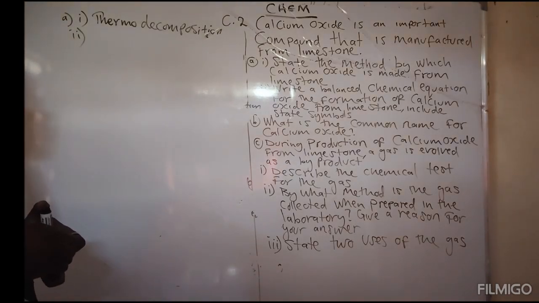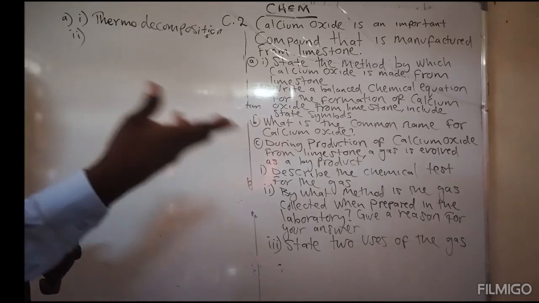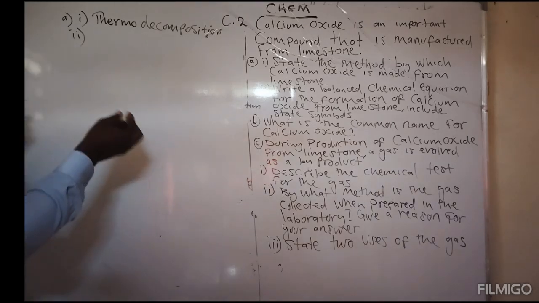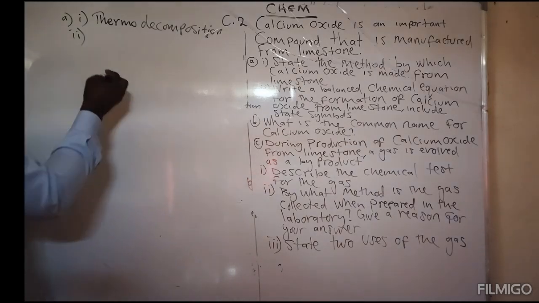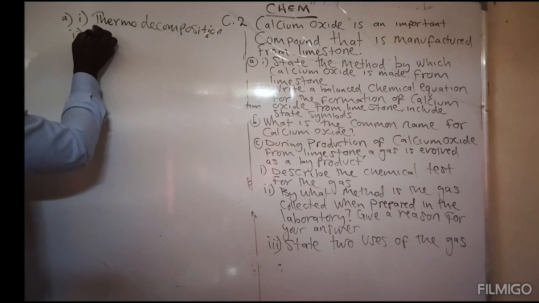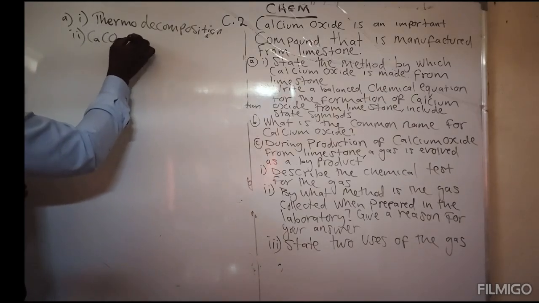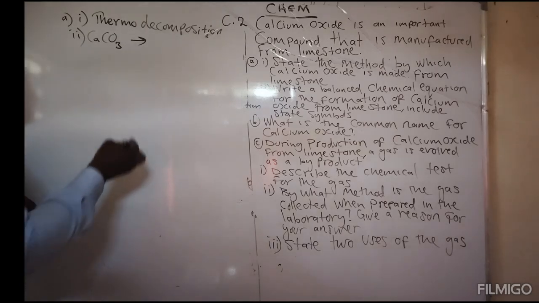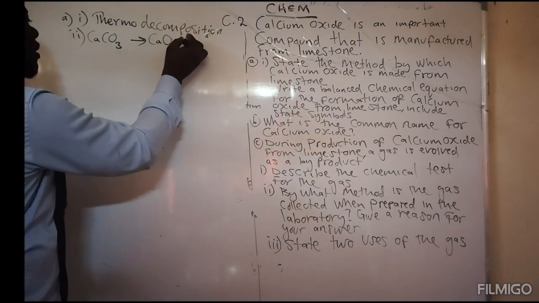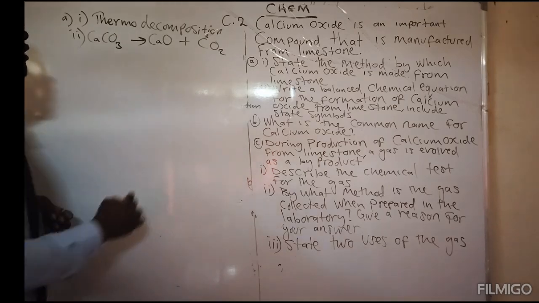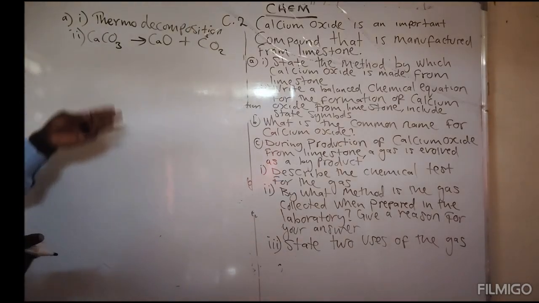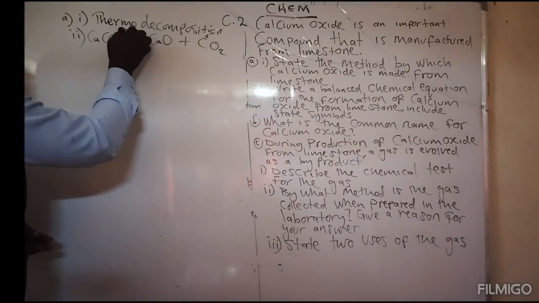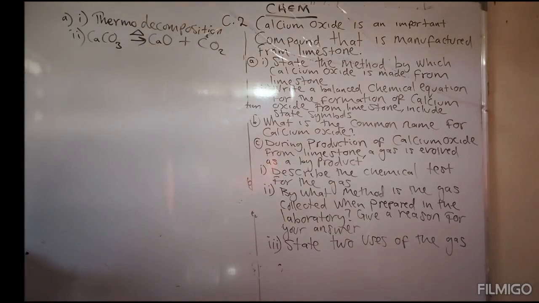Next, write a balanced chemical equation for the formation of calcium oxide from limestone. The chemical formula for limestone is calcium carbonate. So we have calcium carbonate, you break it down by using heat, then you have calcium oxide plus carbon dioxide. We are using heat, so usually when there is a reaction where you are using heat, you use this symbol here to show that there is heat.